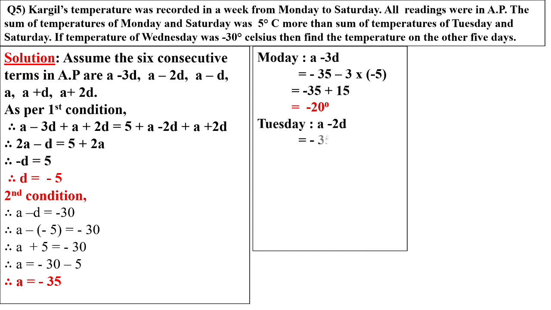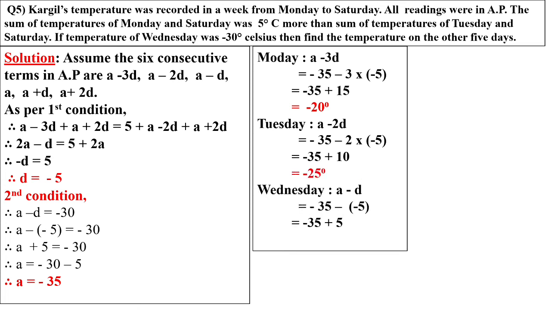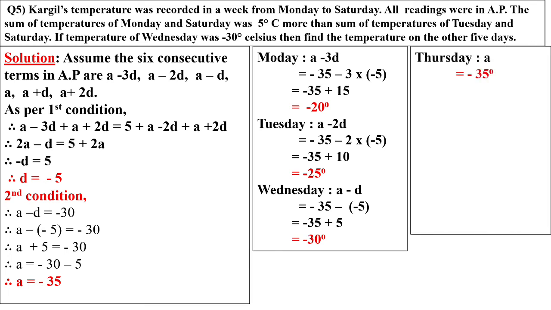Similarly we will substitute the values of A and D in Tuesday. Already we have Wednesday. We'll check the answer. The answer given is minus 30 degrees. Thursday is given as A, so our A value is minus 35. Friday is A plus D, that means minus 35 plus minus 5. So minus 35 minus 5 is minus 40.